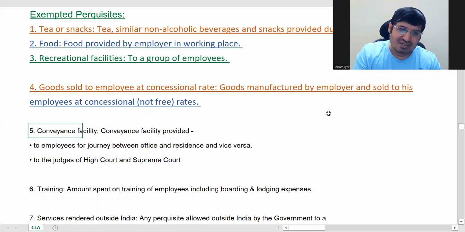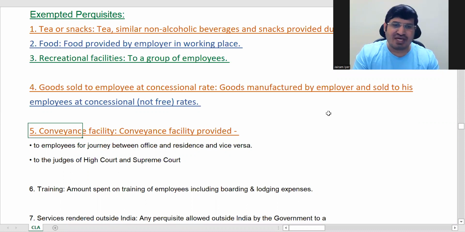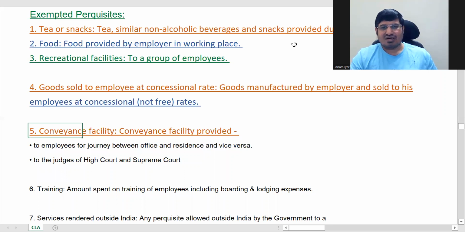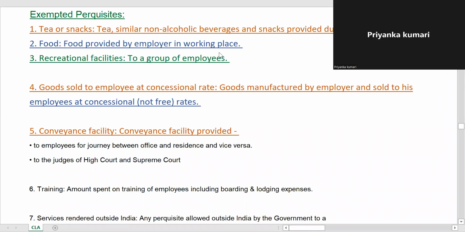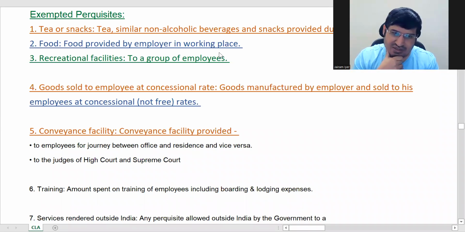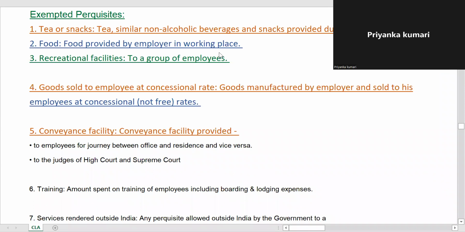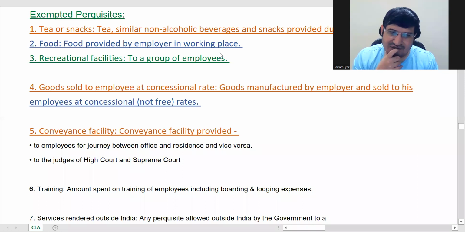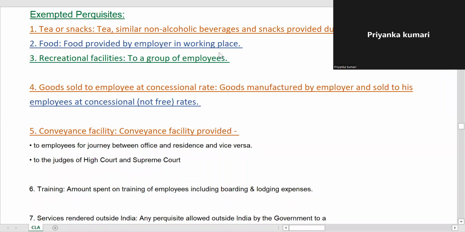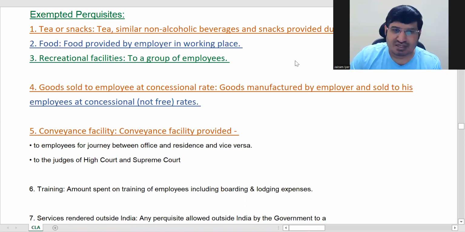Now, conveyance facility, it's not conveyance allowance. So, conveyance allowance is exempt to what extent? Anyone remembers? Conveyance allowance kitna exempt? To what extent is conveyance allowance exempt? 2500. We are talking about conveyance allowance.